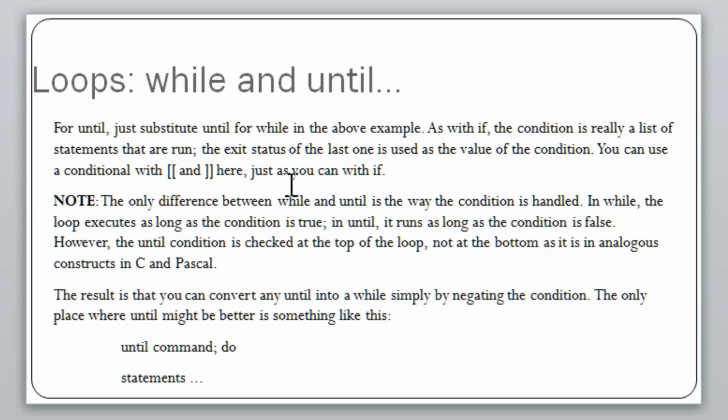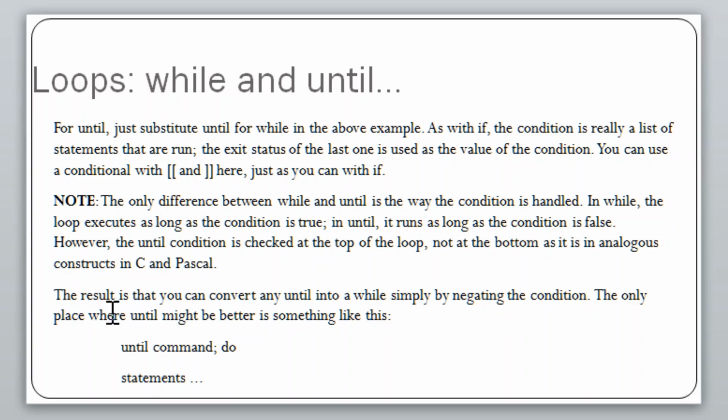The only difference between while and until is the way the condition is handled. In while, the loop executes as long as the condition is true. In until, it runs as long as the condition is false. However, the until condition is checked at the top of the loop, not at the bottom as in the analogous constructs in C and Pascal. So it's different in those. In Bash, the until condition is checked at the top of the loop. The result is that you can convert any until into a while simply by negating the condition.